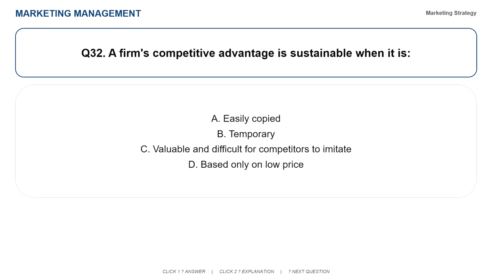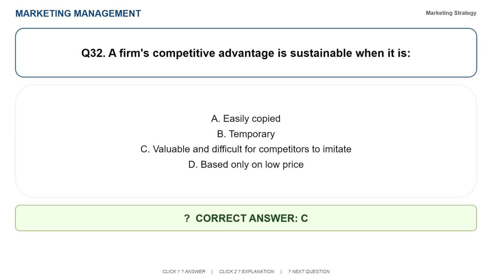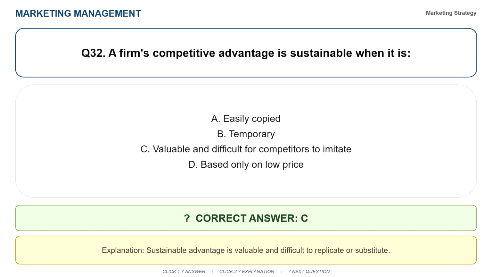Question 32. A firm's competitive advantage is sustainable when it is: Option A, easily copied. Option B, temporary. Option C, valuable and difficult for competitors to imitate. Option D, based only on low price. The correct answer is C. Explanation. Sustainable advantage is valuable and difficult to replicate or substitute.